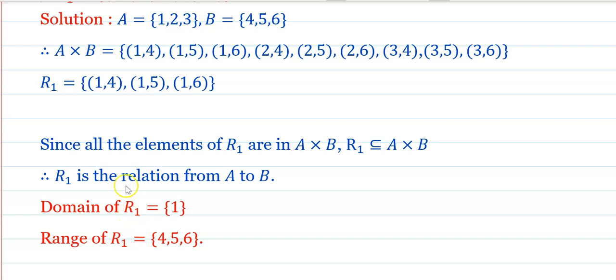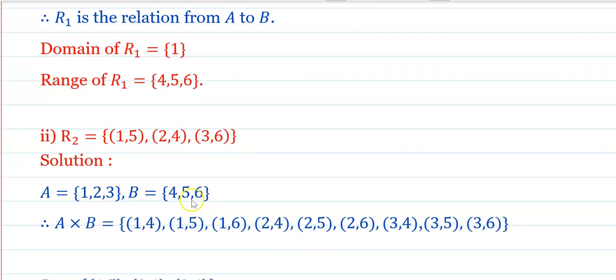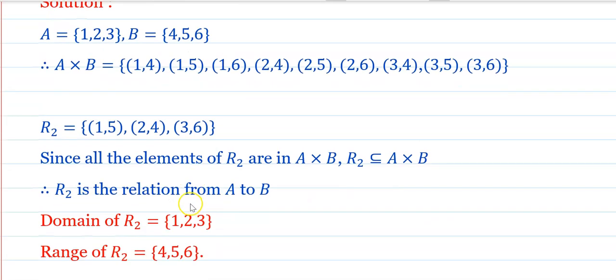What about the domain? Domain means the first elements, which is 1. And the range of R1 is {4, 5, 6}. This is the range of R1. Next, R2. R2 is {(1,5), (2,4), (3,6)}. Again, R2 is (1,5), (2,4), (3,6). Since all the elements of R2 are in A cross B, therefore R2 is a subset of A cross B. R2 is a relation from A to B.